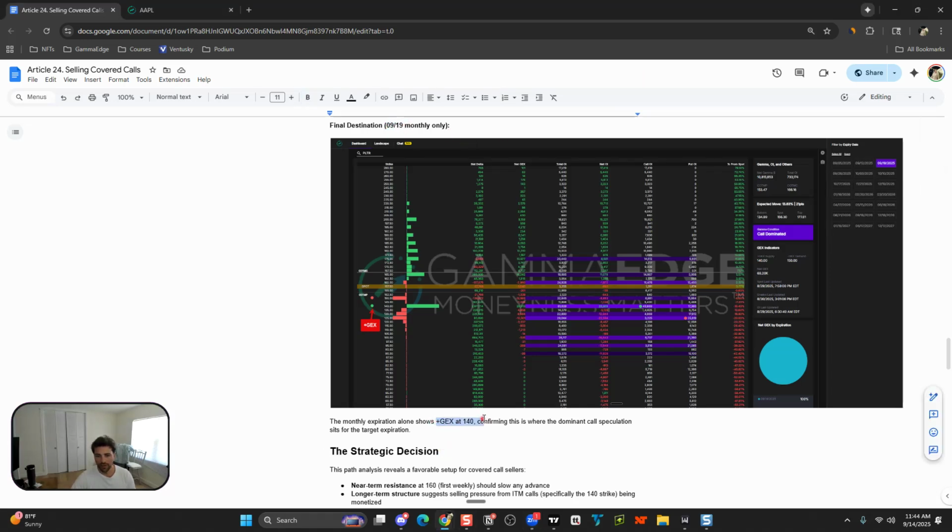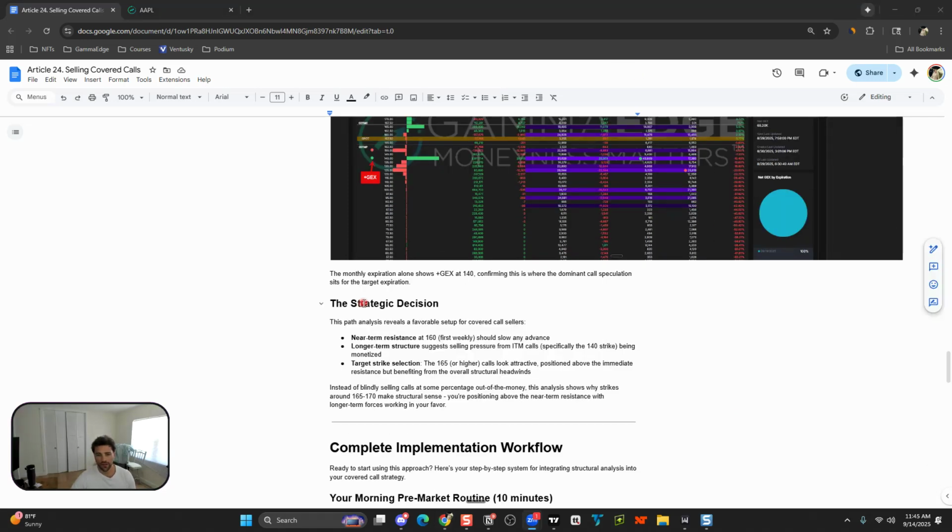Here again, plus GEX is sitting at 140, confirming that the dominant call speculation sits well below the target upside strike. So looking at the strategic decision and what that path analysis reveals, a favorable setup for our covered call sellers.